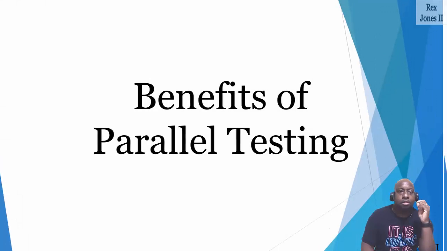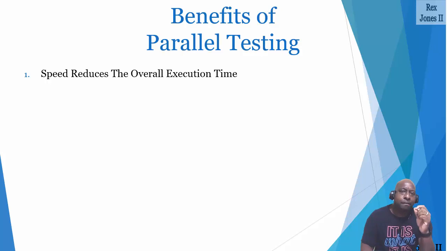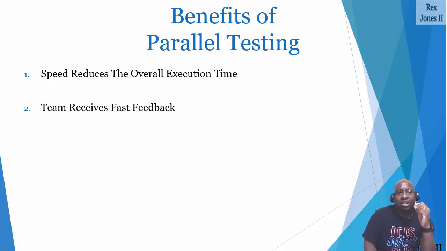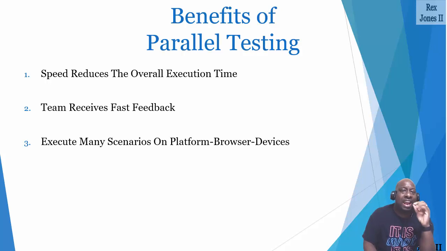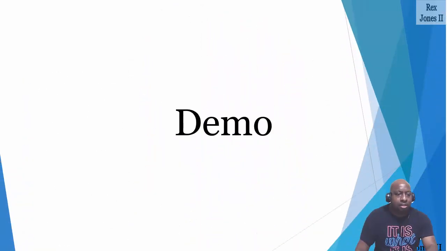One of the benefits is speed. Speed is a benefit because it reduces the overall execution time. We execute many test scripts at the same time, so they complete at a faster rate. With that fast rate, our team receives fast feedback. The feedback helps us to quickly pinpoint possible errors. Also, the test coverage is increased because we can execute many scenarios on a heavy number of platform browser devices in a timely manner. Now, let's demo how to create a test script.